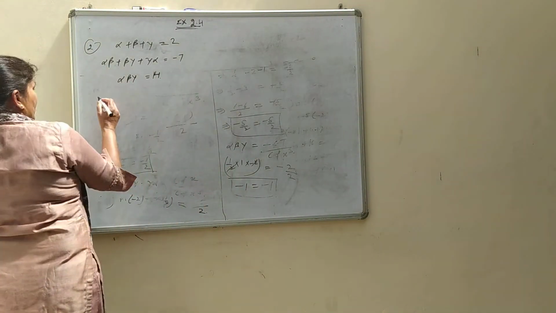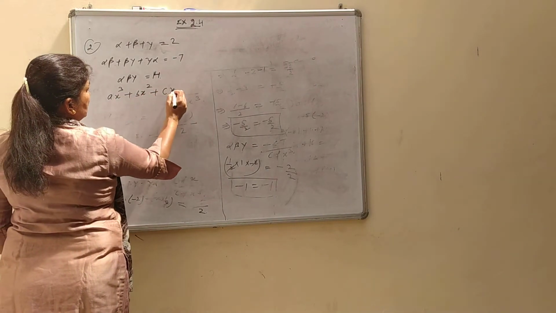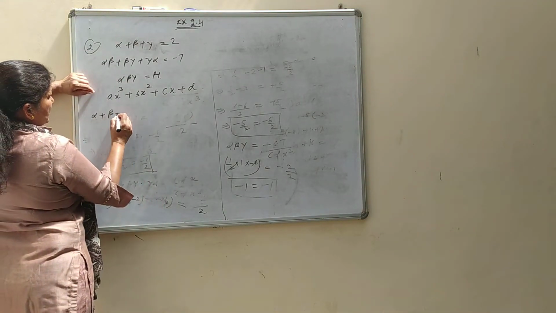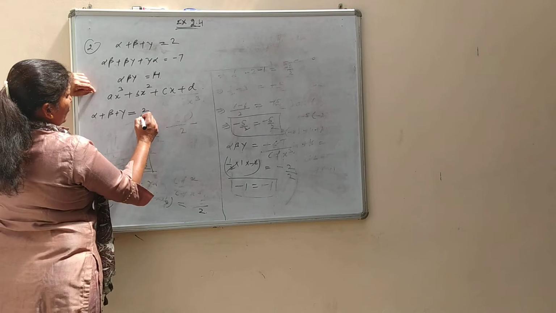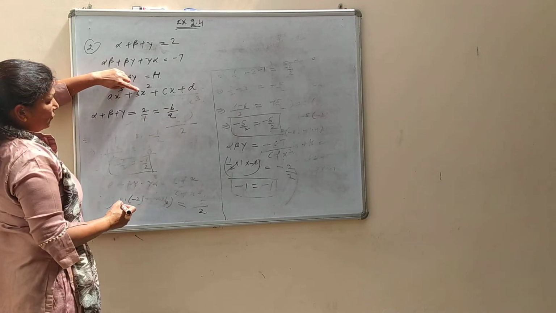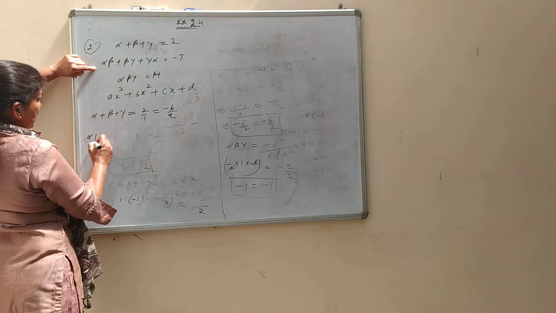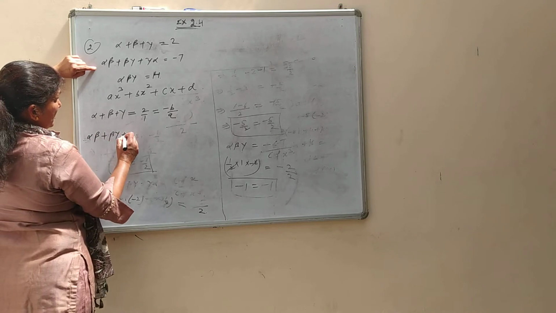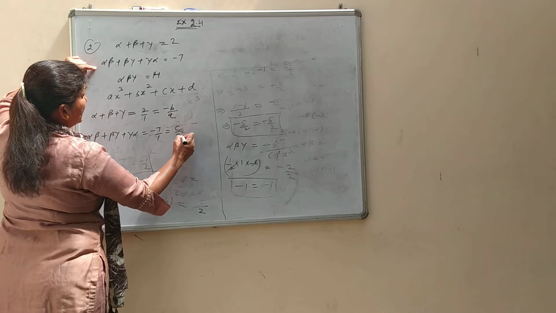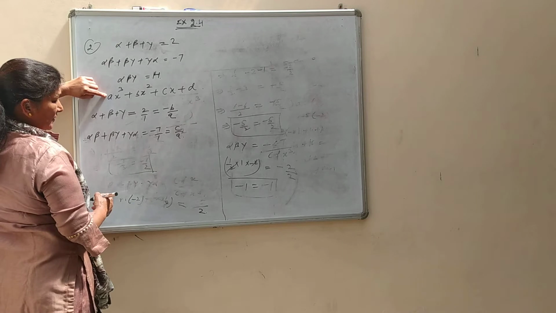The general form of the cubic polynomial is ax cube plus bx square plus cx plus d. Therefore, alpha plus beta plus gamma is equal to 2 over 1, which is equal to minus b over a, that is minus coefficient of x square over coefficient of x cube. Then alpha beta plus beta gamma plus gamma alpha is equal to minus 7 over 1, that is equal to c over a. Here c is coefficient of x over coefficient of x cube.